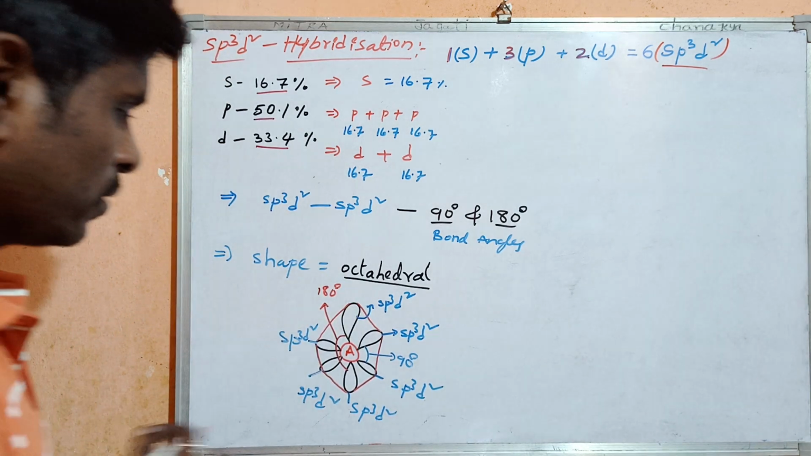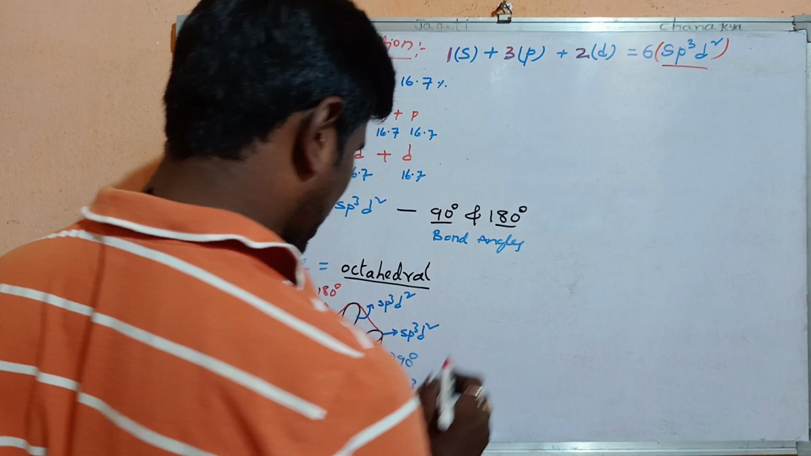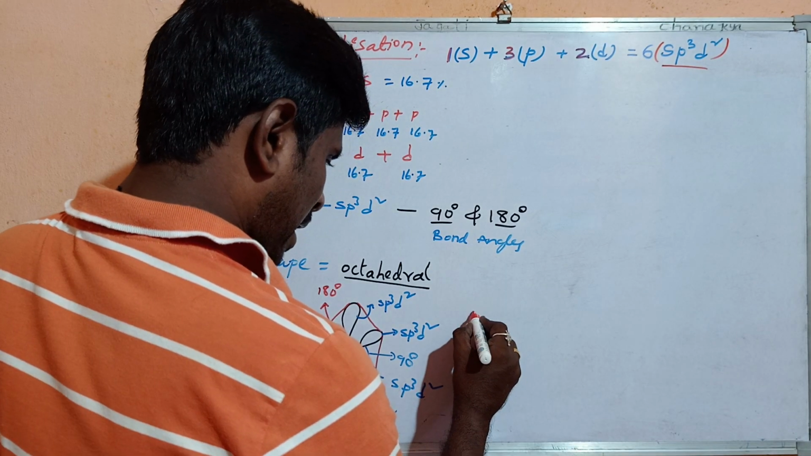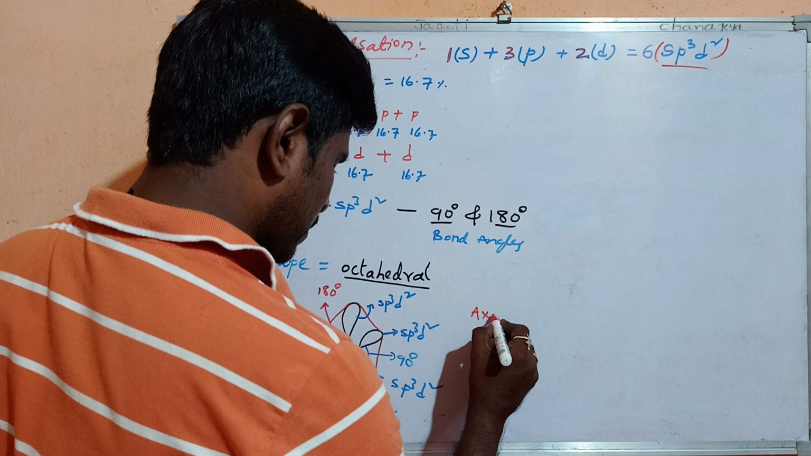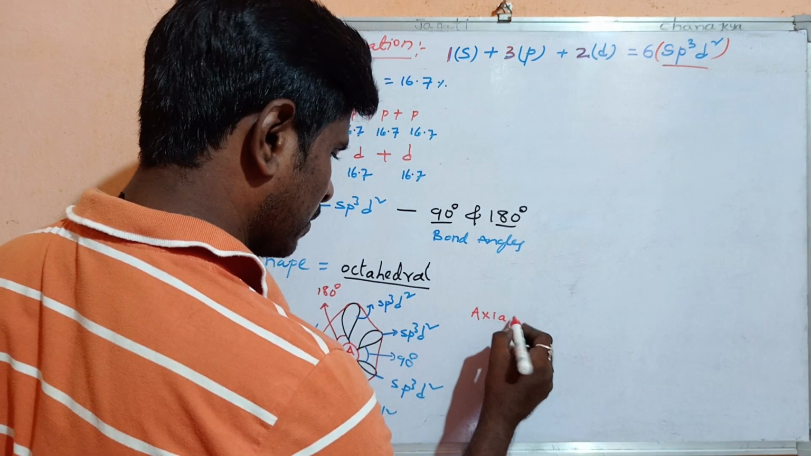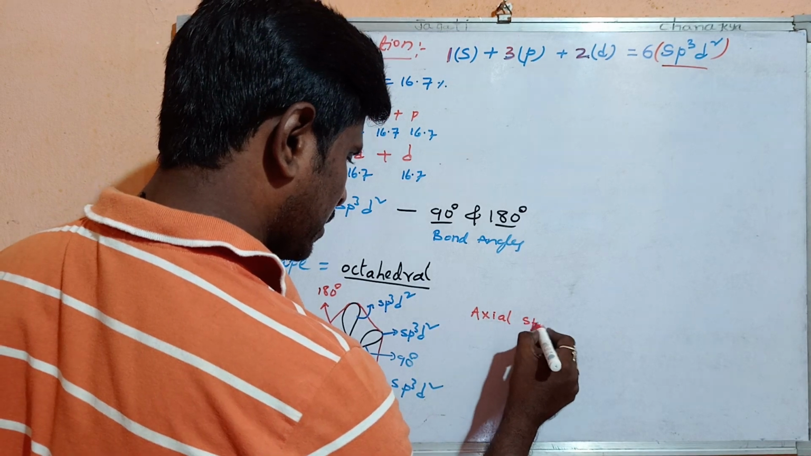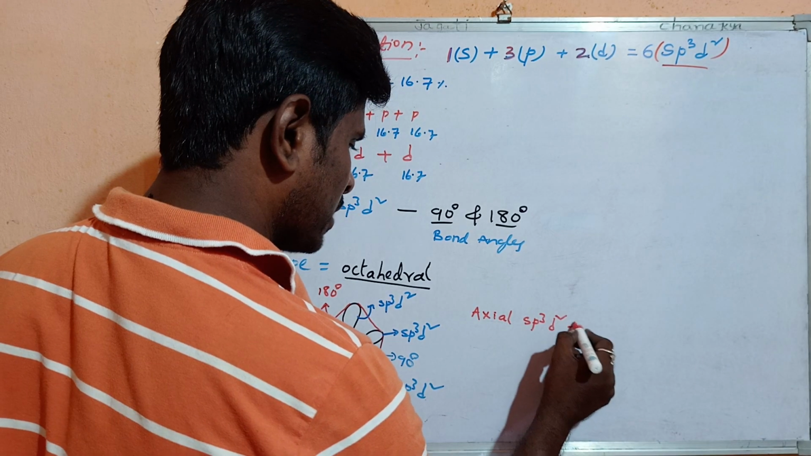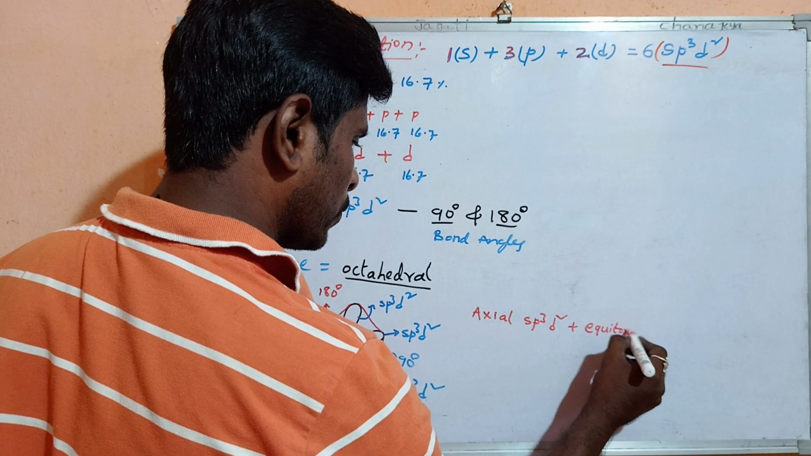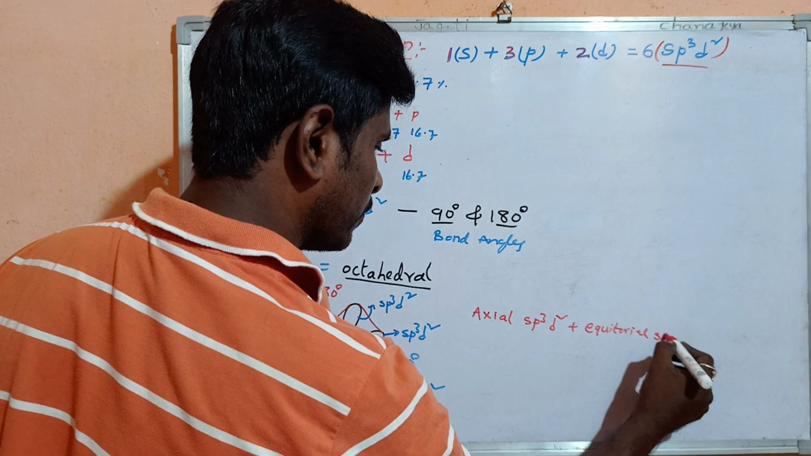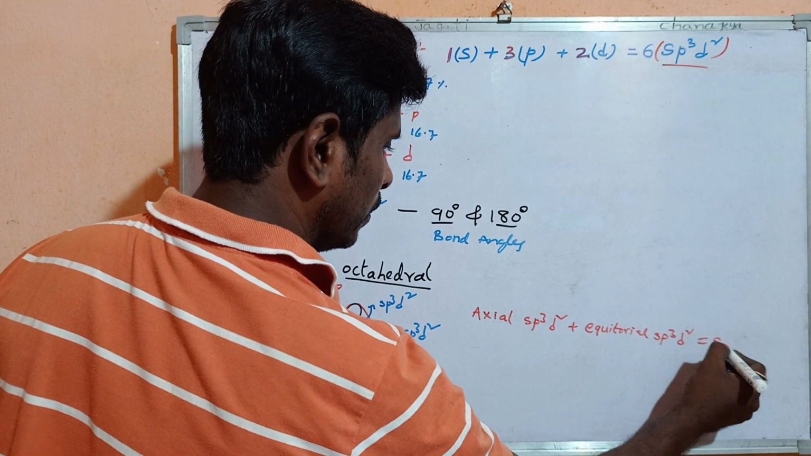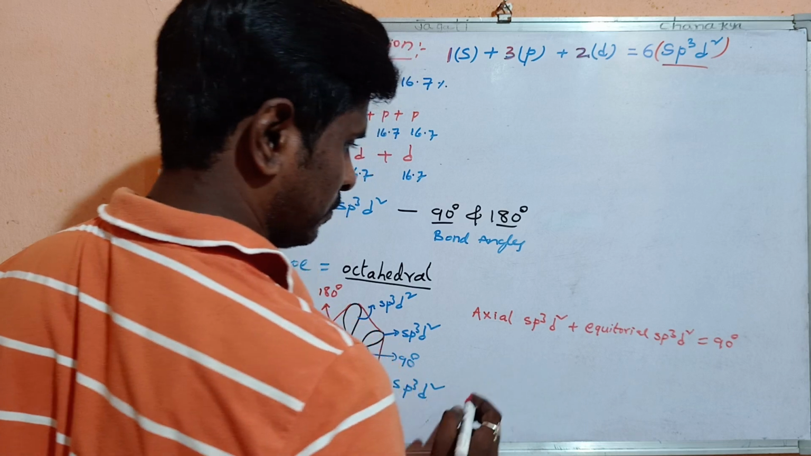Okay, I have explained the bond angles clearly. Bond angle between axial sp3d2 and equatorial sp3d2 is 90 degrees.